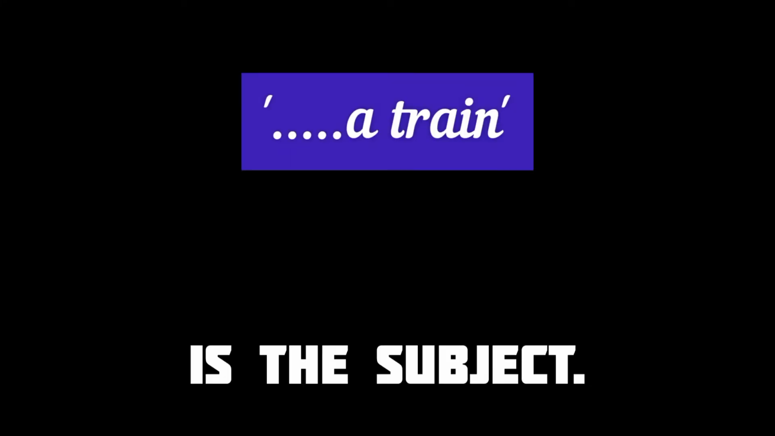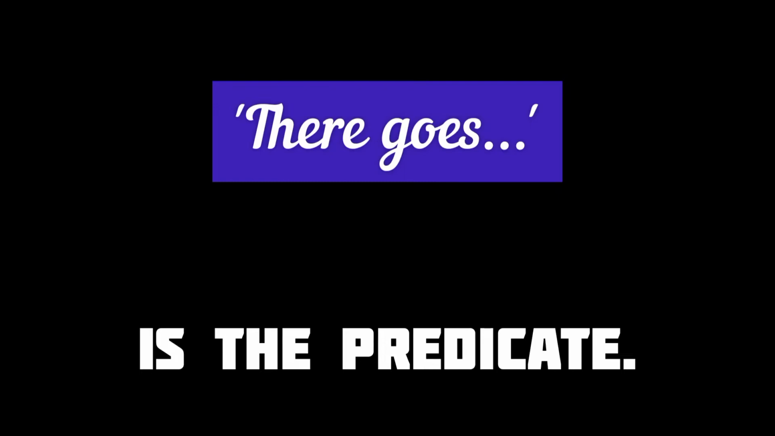Now see another sentence on your screen. "There goes a train." Who or what is this sentence about? This sentence is all about a train. Hence, a train is the subject of this sentence. Interestingly, here the subject, a train, comes at the end of the sentence because it's an exclamatory sentence. And the remaining words in the sentence, "there goes," form the predicate of the sentence. It has a finite verb, goes. It says something about the subject, a train.